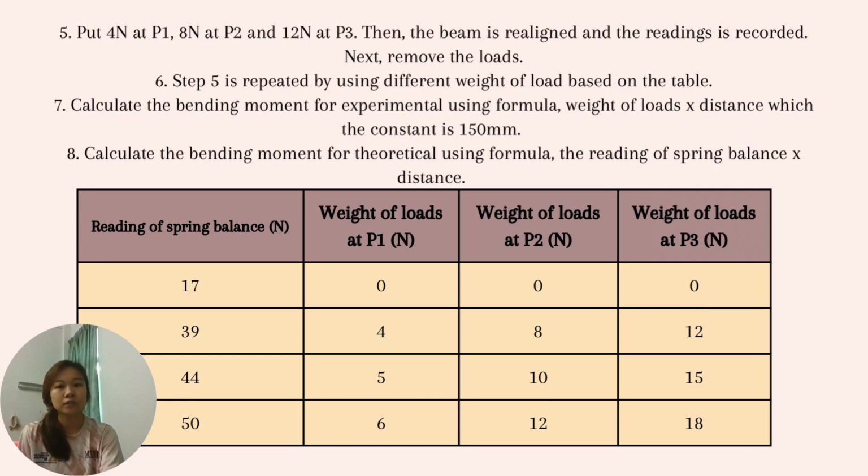Then, calculate the bending moment for experimental using the formula weight of loads times distance, where the constant is 150 mm. Lastly, calculate the bending moment for theoretical using the formula weight of loads times distance, where the constant is 150 mm.